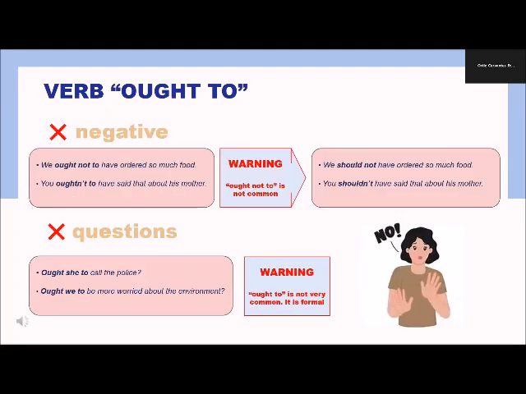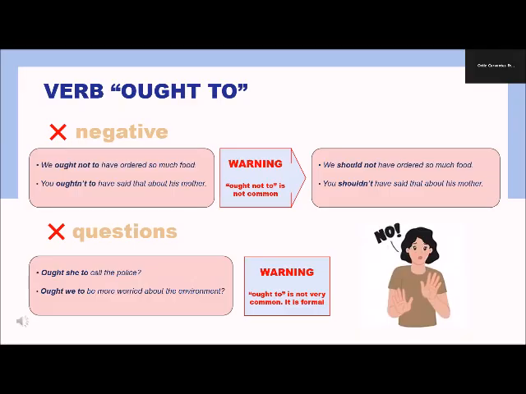The negative is formed by adding not after ought: ought not to. It can be contracted to oughtn't to. For example, we ought not to have ordered so much food. You oughtn't to have said that about his mother.